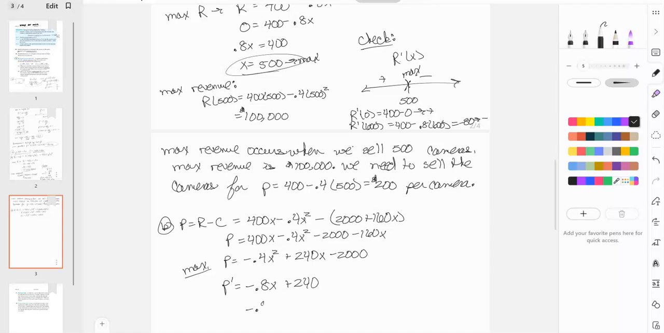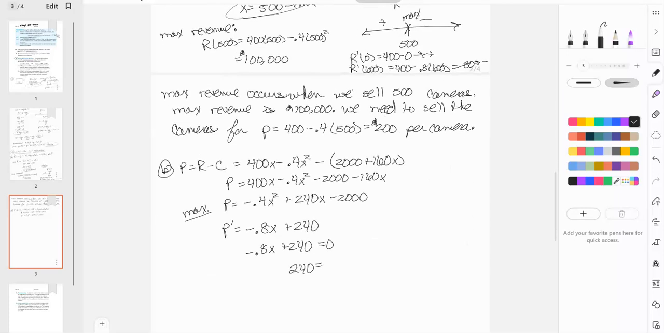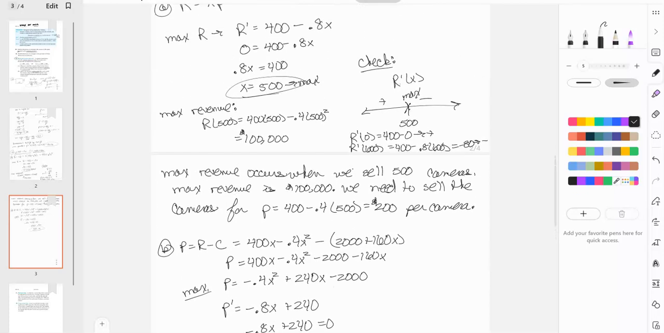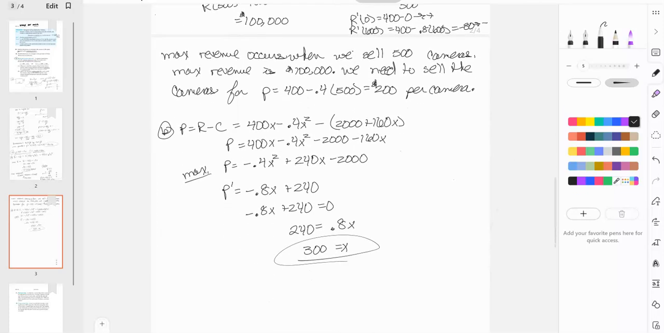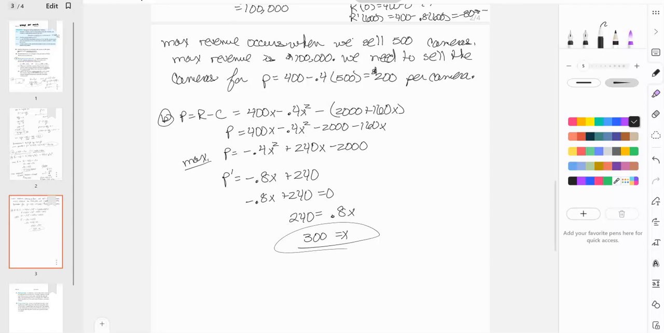And then we're going to set that derivative equal to 0. So notice our value is different here. When we tried to maximize revenue, we needed to sell 500, but now we're trying to maximize profit, which is what's left over after we account for the cost, and we're going to sell 300. So once again, we can confirm that this is the maximum by using that first derivative test.